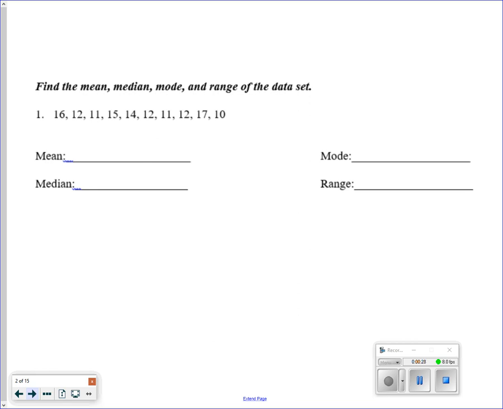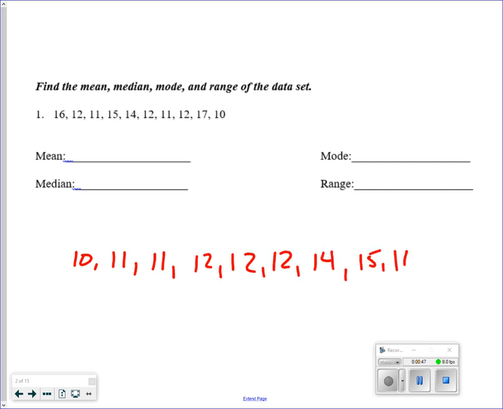Mean is the average, median is the number in the middle, mode is the number that occurs most often, and range is the difference between the highest and lowest value. So I'm going to put them in order here. So 10, 11, 11. There's 3 12s, a 14, a 15, a 16, and a 17. Again, I just took all the numbers here and put them in order from smallest to largest.